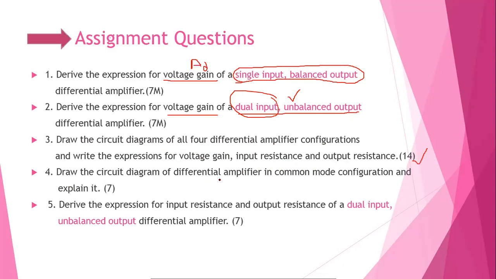Draw the circuit diagram of differential amplifier in common mode configuration and explain it. Here it is asked for common mode configuration. It is sufficient if you write it for only the common mode configuration circuit, and we have to derive AC, the common mode gain, in this concept.